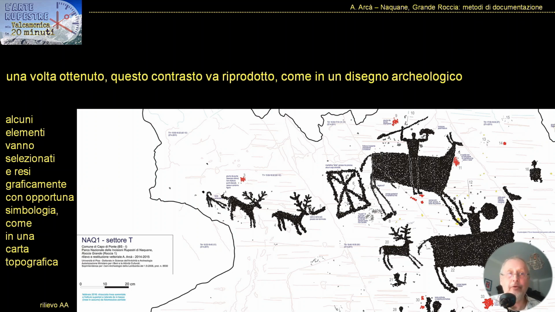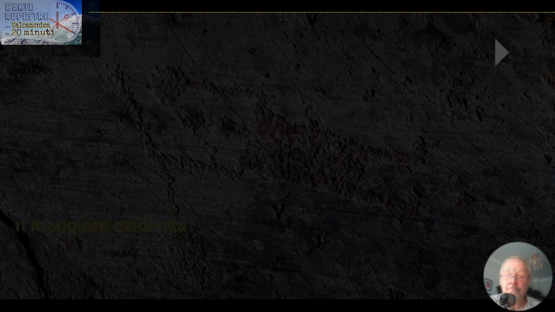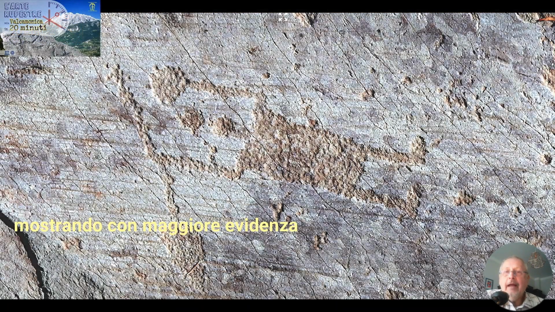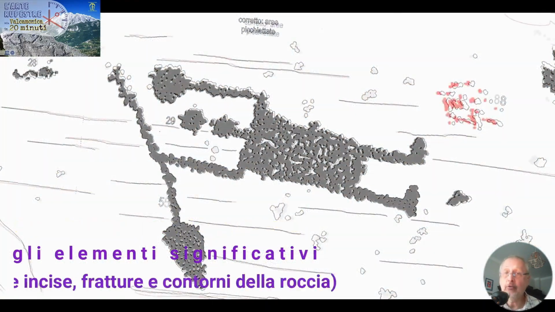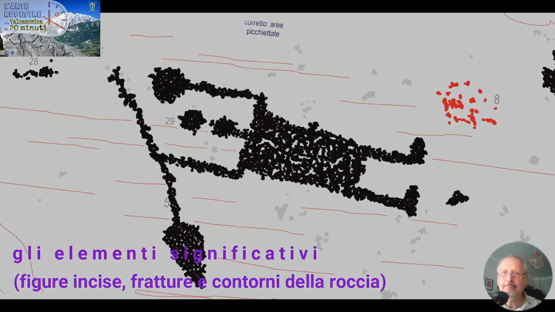In the case of rock art, on the other hand, the tracing highlights the most relevant elements for those who need to study the engraved rock, or even simply to locate and observe all the figures and scenes that have been engraved on each surface. The tracing shows more clearly the most important elements, which are the engraved figures, the fractures and the edges of the rock.